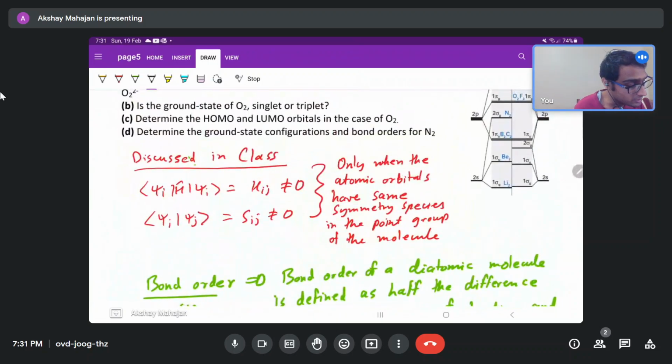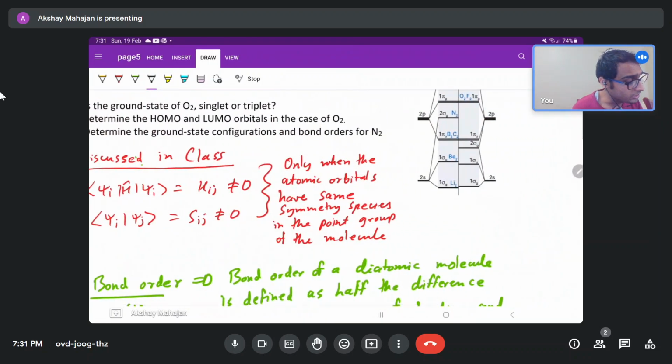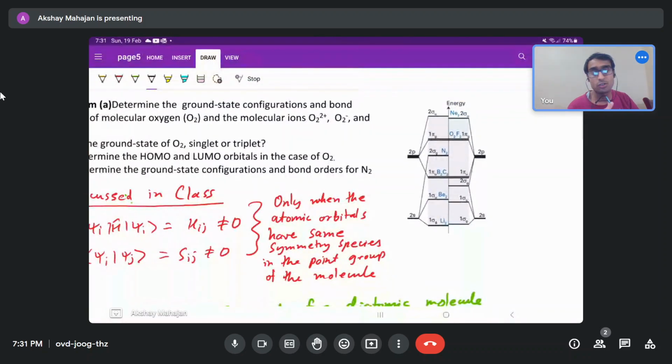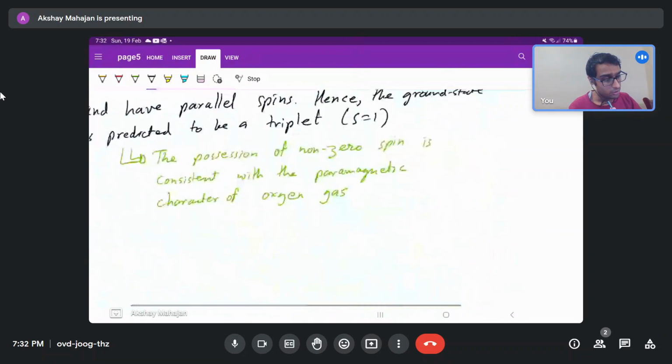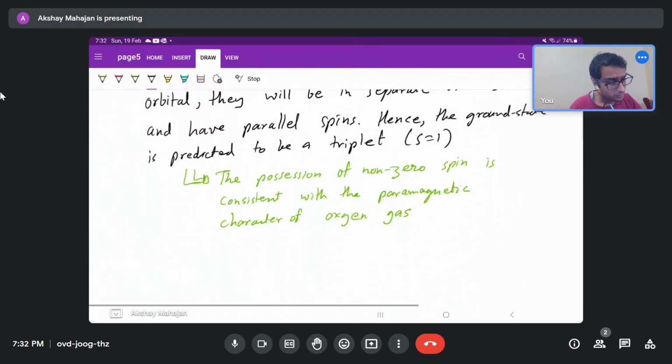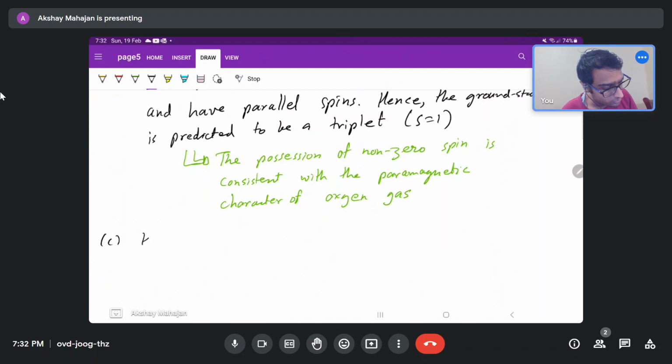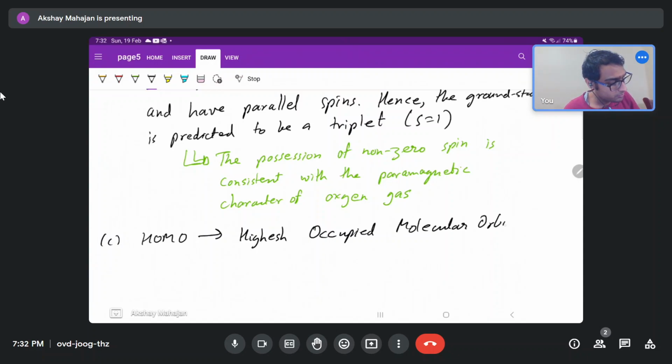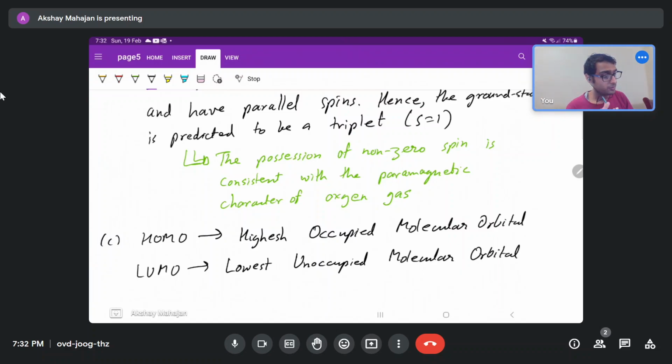Now let's go to part C, which is determining the HOMO-LUMO orbitals in the case of O2. HOMO is the highest occupied molecular orbital, and LUMO is the lowest unoccupied molecular orbital. So using this, you can find the HOMO and LUMO.